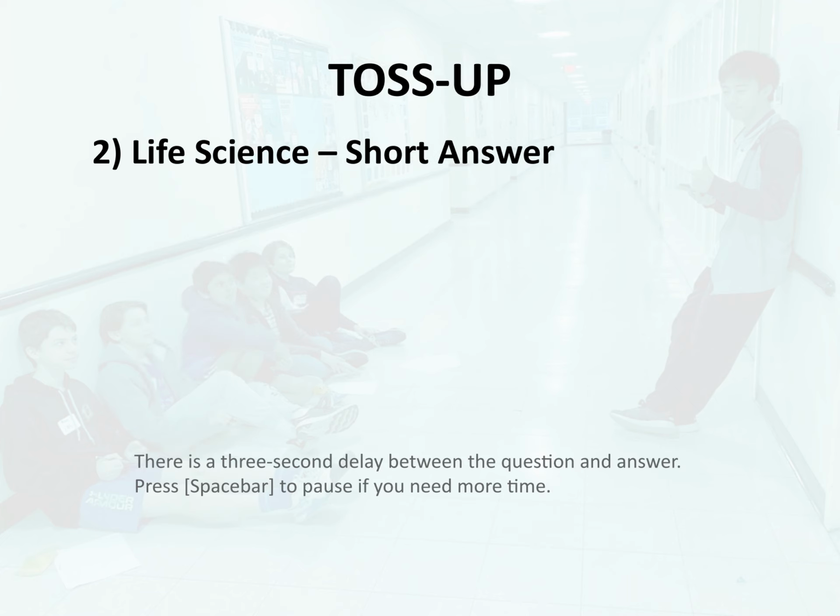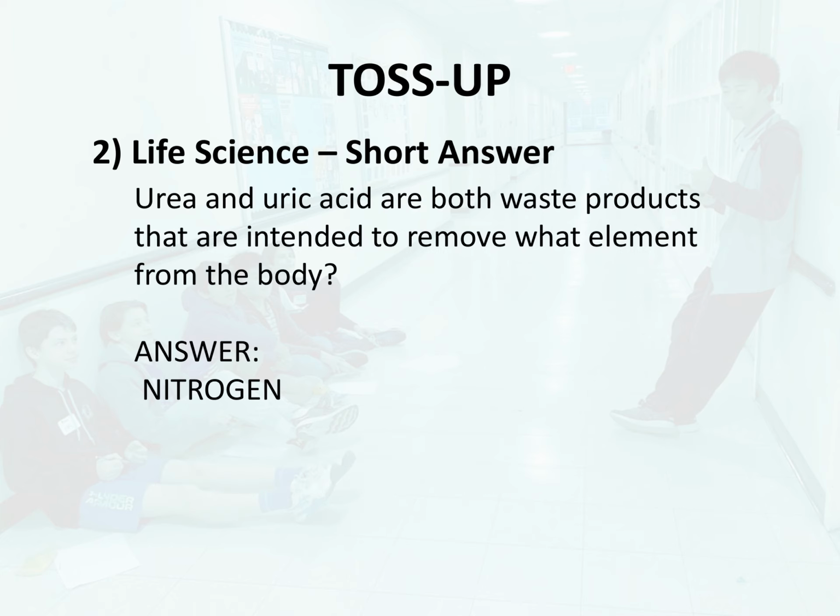Toss-up 2. Life science, short answer. Urea and uric acid are both waste products that are intended to remove what element from the body? Answer. Nitrogen.